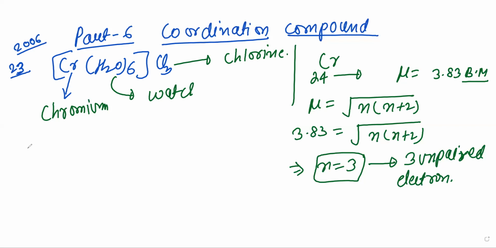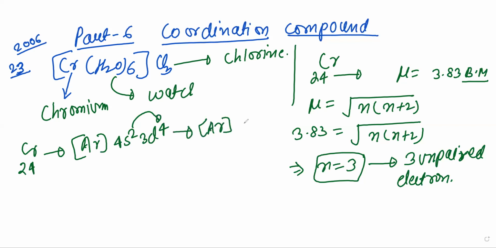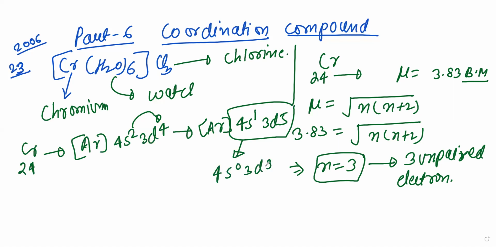Understood? So for normal chromium, atomic number is 24, and the electronic configuration will be argon 4s2 3d4. I will shift one electron here, then it becomes argon 4s1 3d5. So there are 3 electrons to be removed from the outer orbit. Remove the electrons from 4s, so it will be 4s0 and 3d3. So 3 electrons are removed, and chromium is in plus 3 oxidation state.